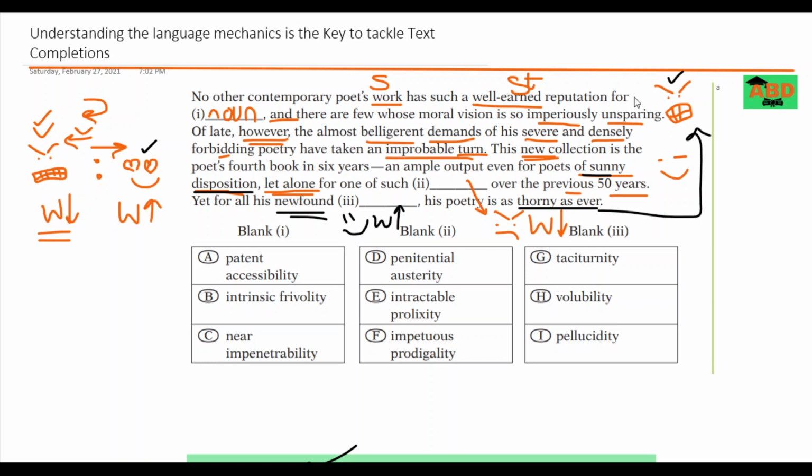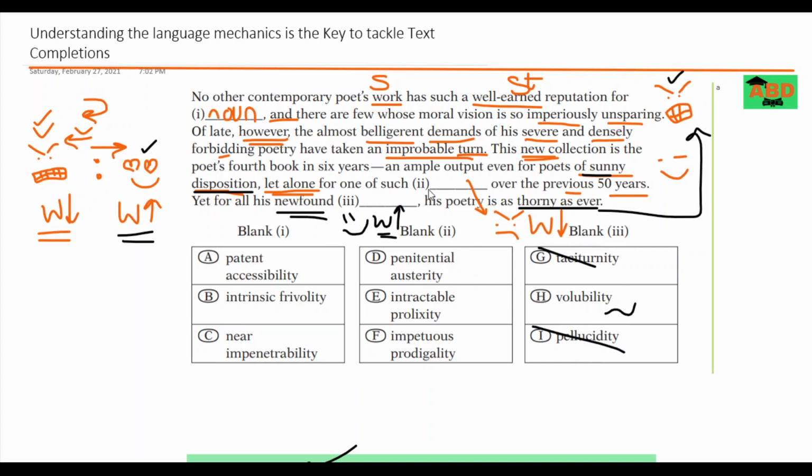Now we are done with visualizing the text. Now I think we can move to the answer choices and start eliminating the wrong answers. So in the last column, for my third blank, I'm looking for something which has a sunny disposition, or these two ideas, or something which says writing a lot. So taciturn is the opposite of what I'm looking for. Volubility makes sense since I'm looking for writing which is a lot in density and volume. Pellucidity means something which is clear, which is not really what I'm looking for.